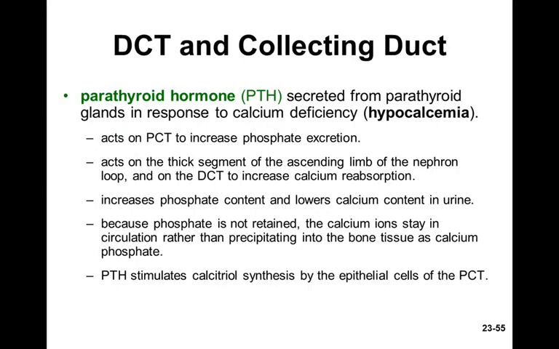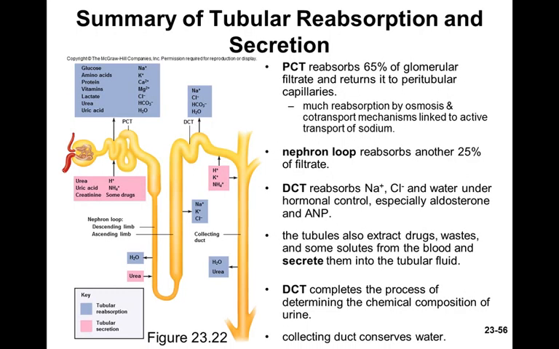And then you have parathyroid hormone. It is secreted by the parathyroid glands in response to calcium deficiency. So when calcium levels get too low, the PTH is secreted. It acts on the PCT to increase phosphate excretion. It also acts on the thick segment of the loop and the DCT to increase calcium reabsorption. So basically we have to lower the amount of calcium content in the urine. And again, this acts on the DCT and collecting duct.